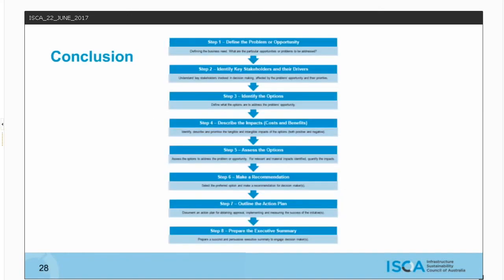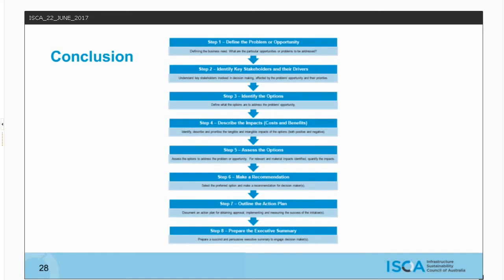So those are the 8 steps. So to recap for you, step 1, define the problem or opportunity. Define the business need, understand what the opportunities or problems to be addressed are. Step 2, identify your key stakeholders and their drivers. Understanding key stakeholders involved in decision making affected by the problem or opportunity and their priorities makes for a compelling business case.